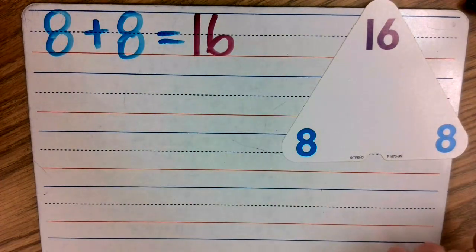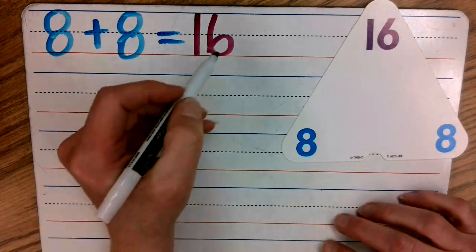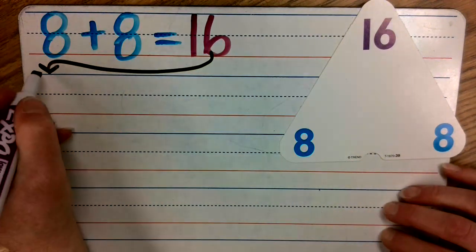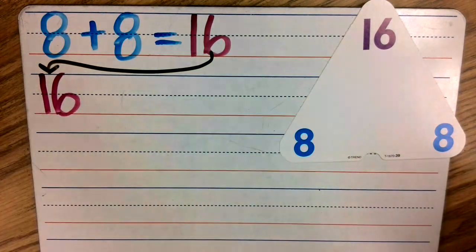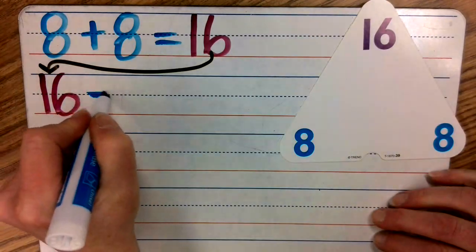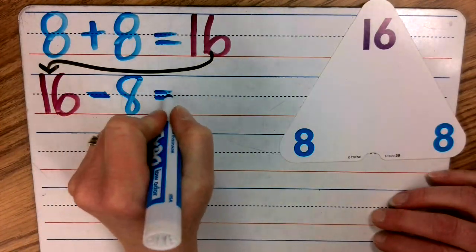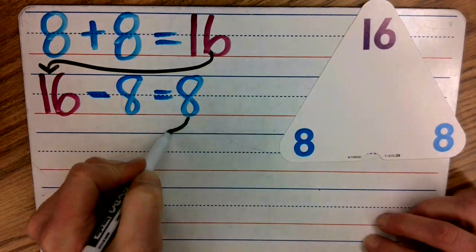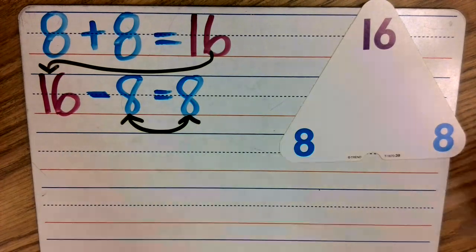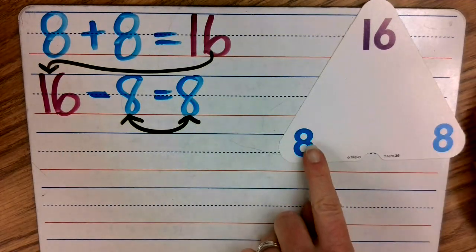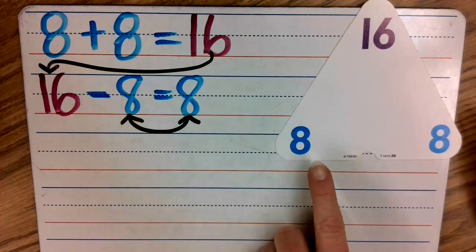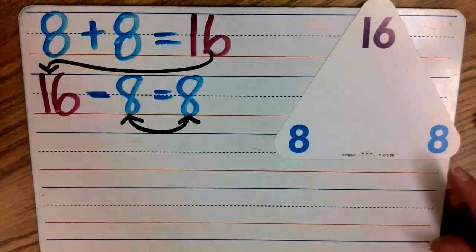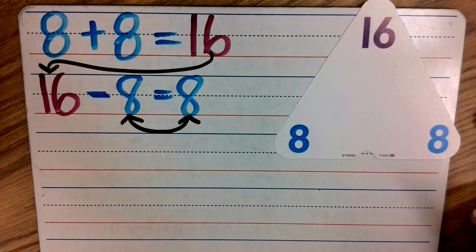Okay. Let's write the related subtraction fact. Remember, my 16 has to become my minuend in subtraction. I'm going to write 16 subtract 8 is equal to 8. And remember, these guys needed to switch. And we're going to end up with the same thing. So when you have a doubles fact, when you have both add-ins down here are the same, you only have 2 facts in that family.